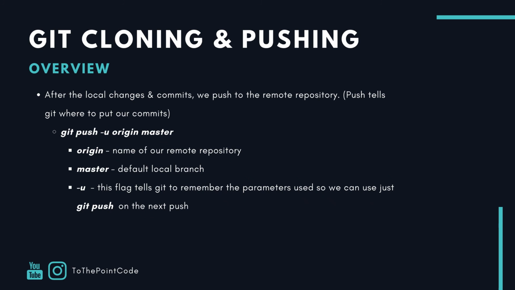Now after we are satisfied with our local changes and commit, we now push to the remote repository. To do this, we will use git push -u origin master. So as mentioned earlier, origin is the name we give to our remote repository. Master is the default branch that we'll be using, and -u tells Git to remember the parameters we are supplying to the push. So the next time you can just use git push to push our changes to our remote repository.